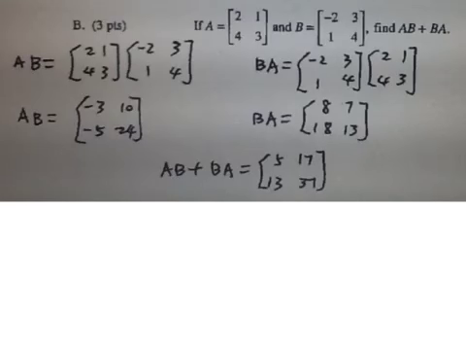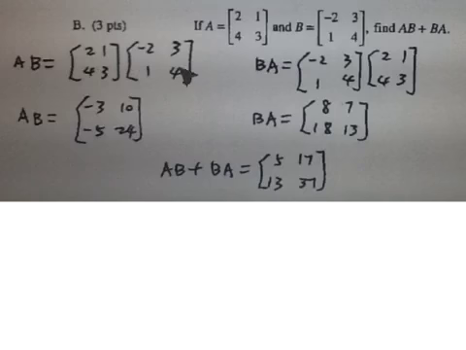In this problem, we are given matrix A and matrix B, and we are told to find A times B plus B times A. So all the work here is shown for you, and I'm going to walk you through how we're going to get these numbers. So let's take a look over here at the left.